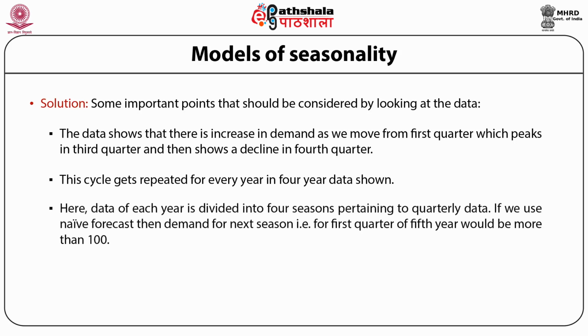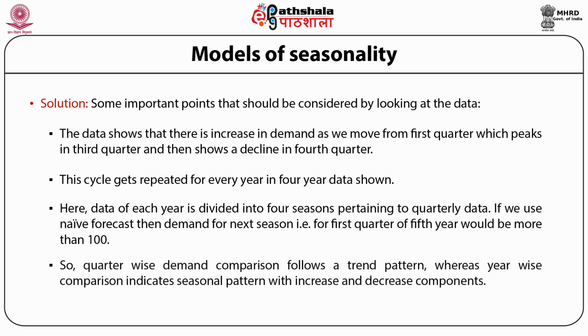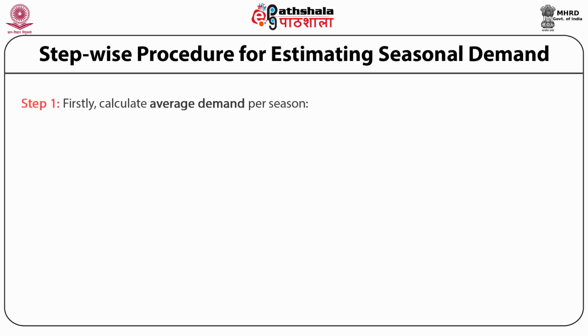If we use a naive forecast, then the demand for the next season, that is the first quarter of the 5th year, would be more than 100. So quarter-wise demand comparison follows a trend pattern, whereas year-wise comparison indicates a seasonal pattern with increase and decrease components. Step 1. Firstly, calculate the average demand per season.